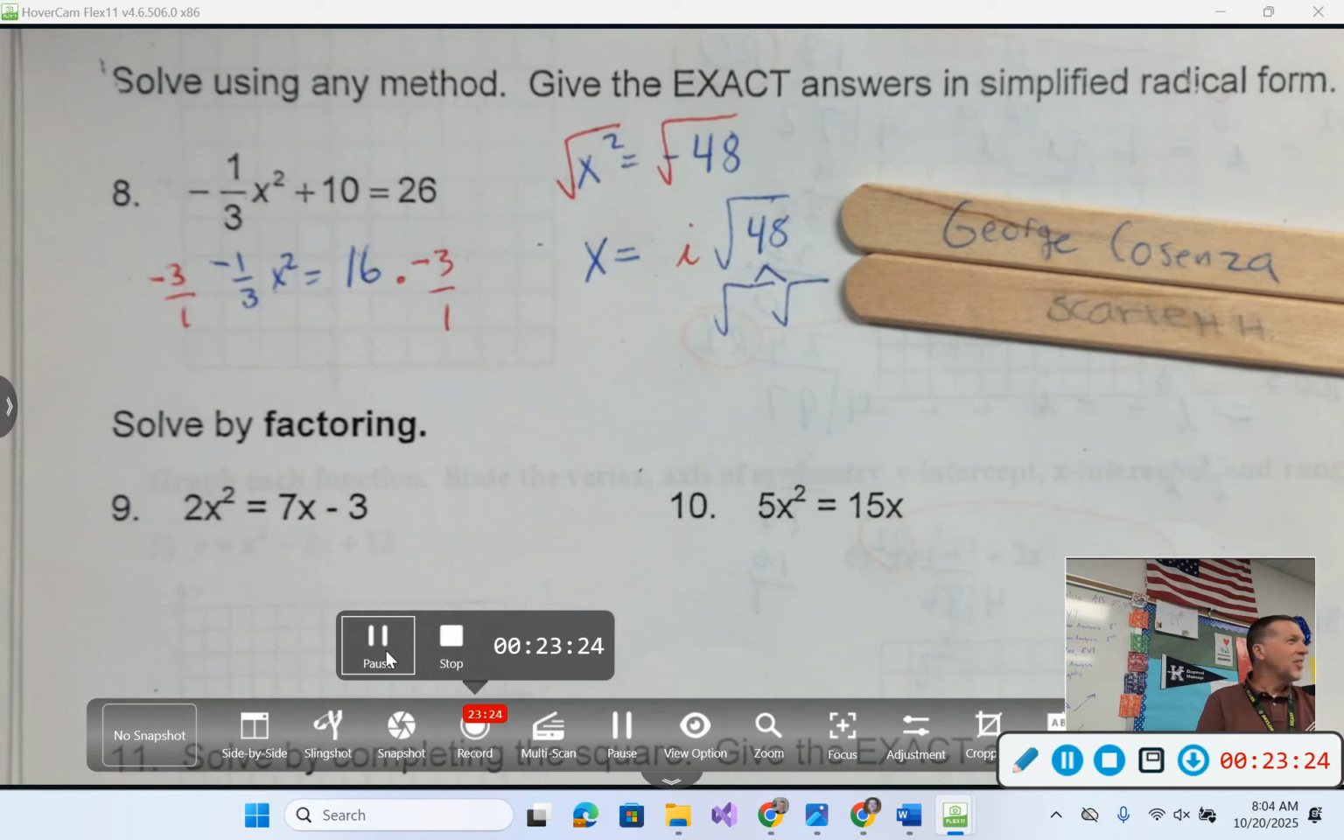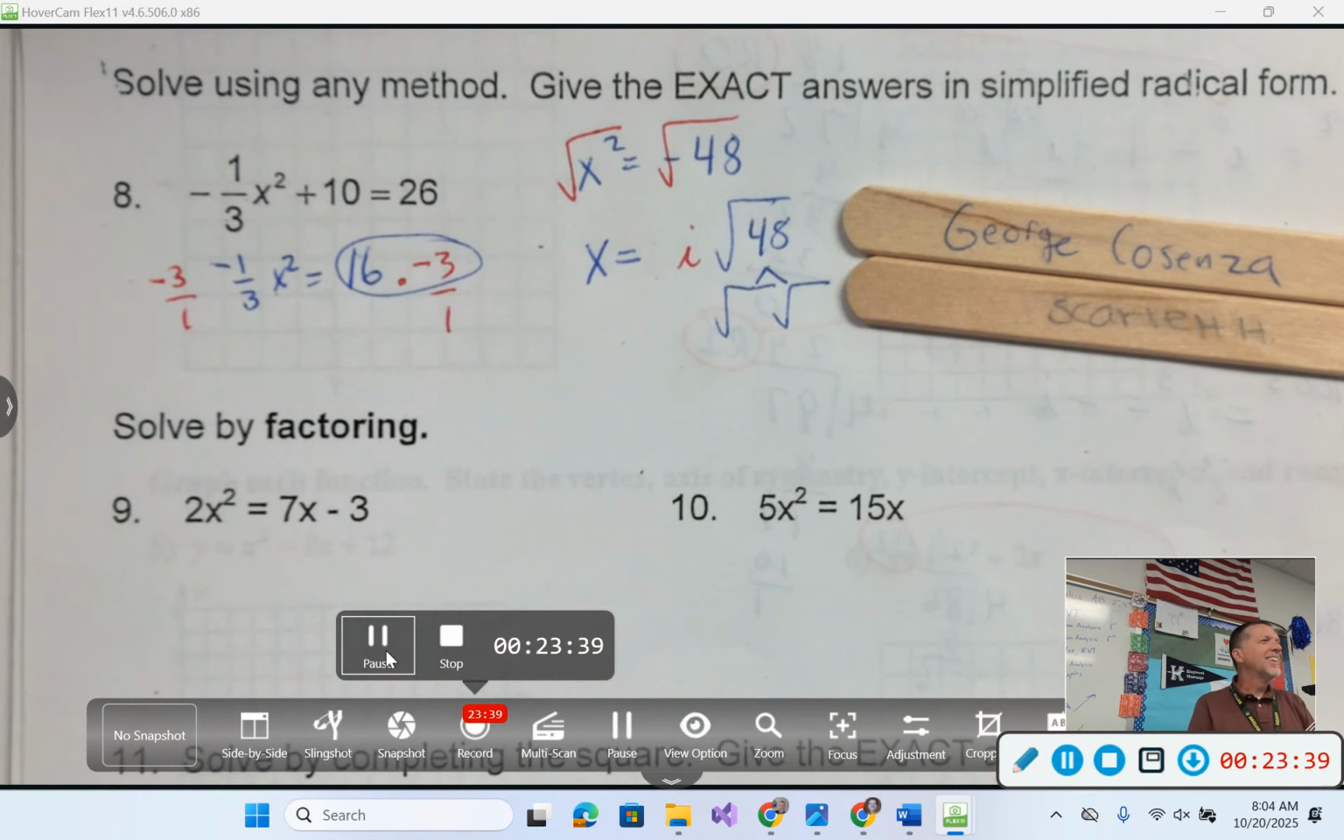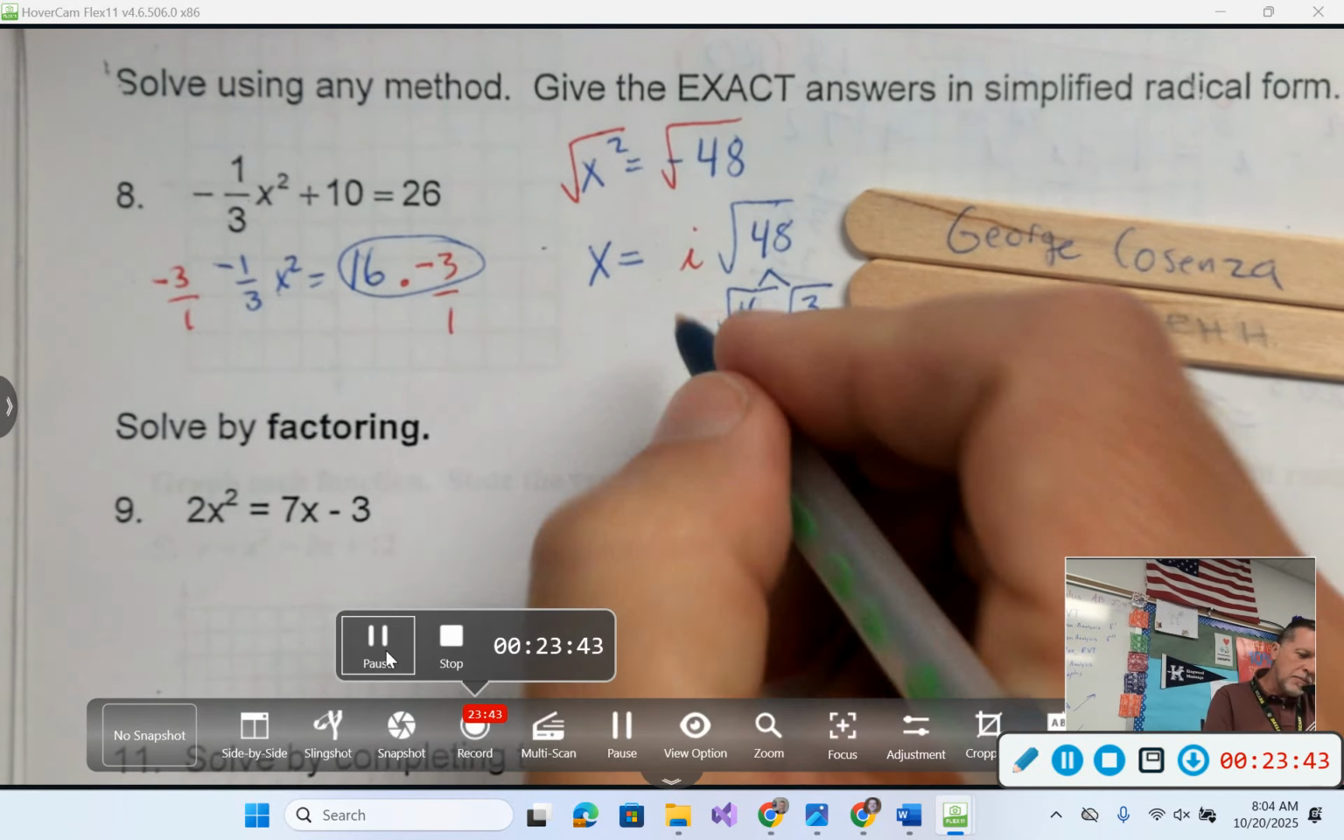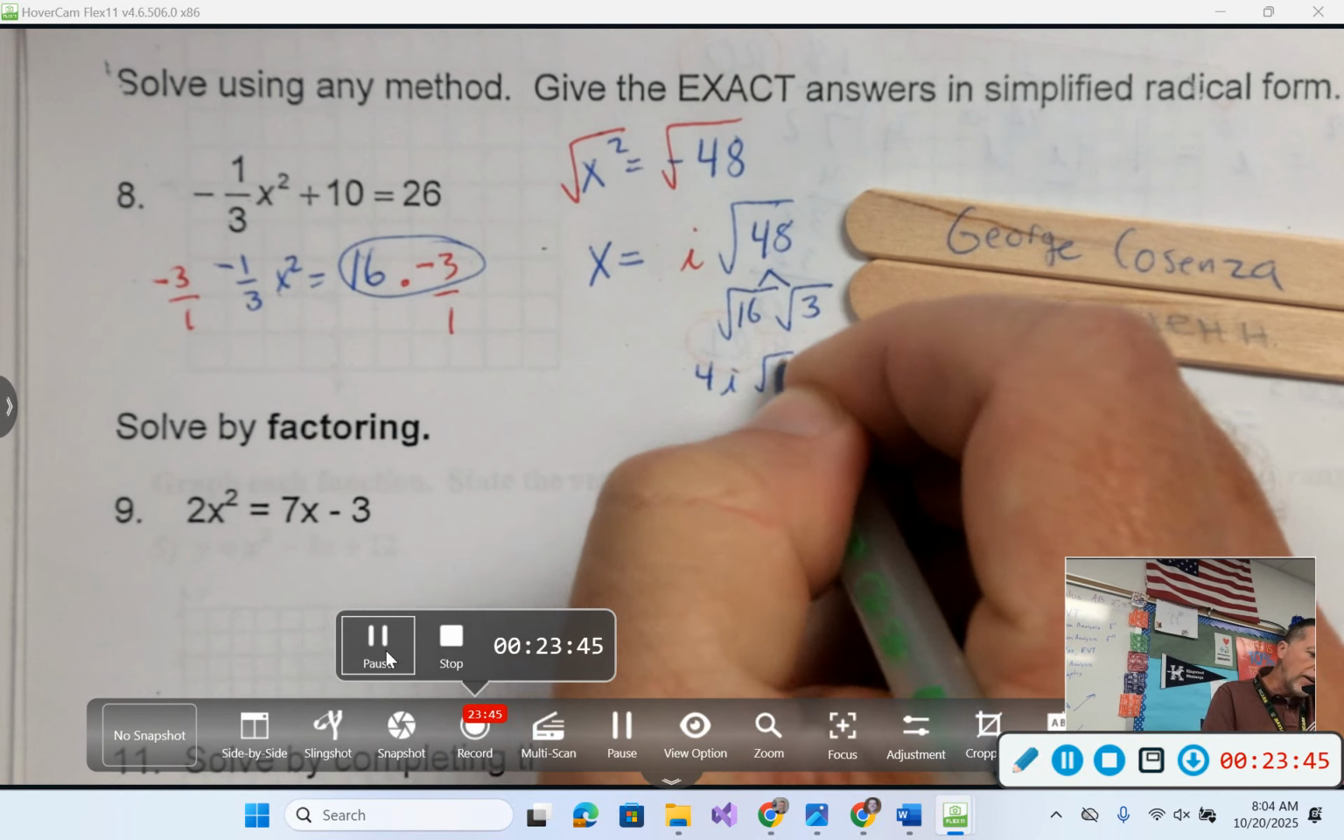Well, I mean, yes and no, right? Like 6 times 8 is 48, but that doesn't help us because neither of those are perfect squares. 4 and 12. 4 and 12 is better. 4 times 12 is 48. 16 and 3. It's kind of right there, but so 16 and 3. So that's 4i root 3.